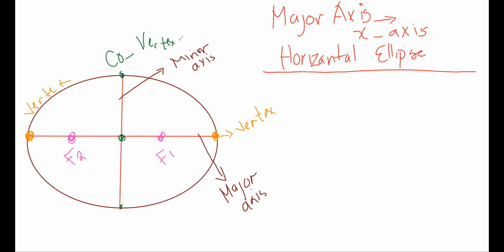So the major axis has its foci on the x-axis. The major axis has the 2 foci points, and we will name it now a horizontal ellipse. Now, go back to the vertices here.